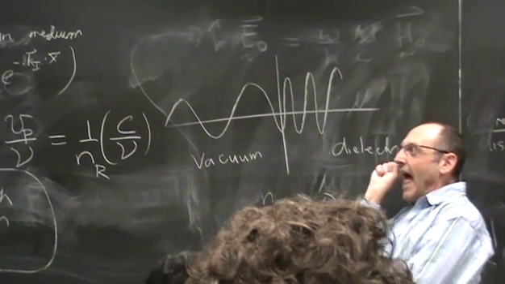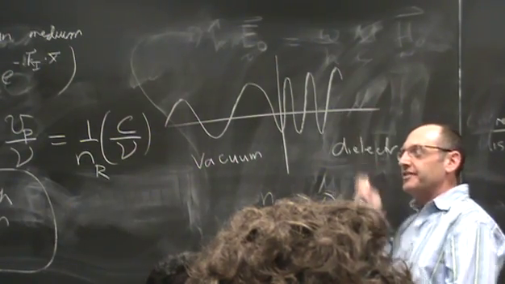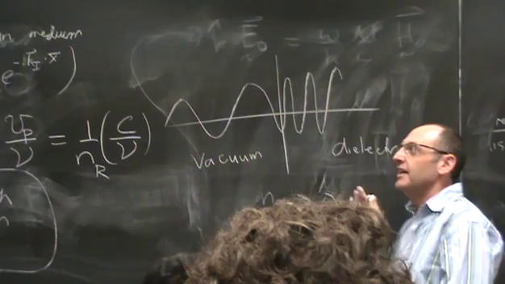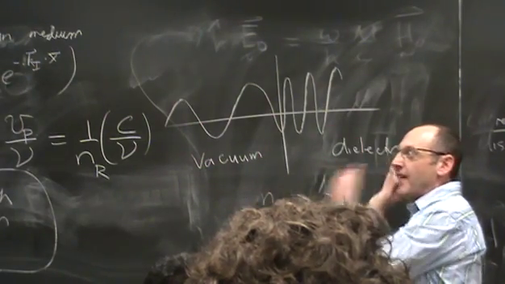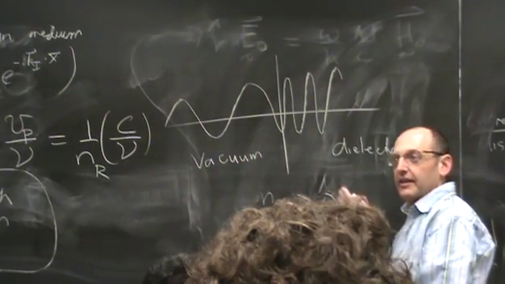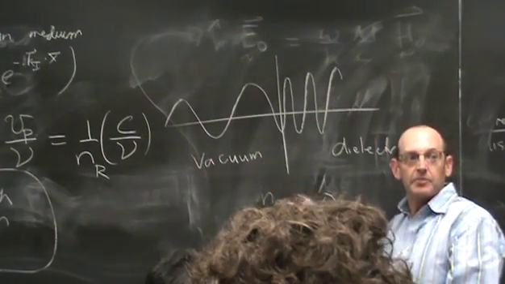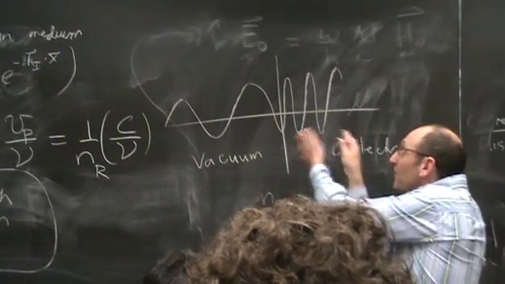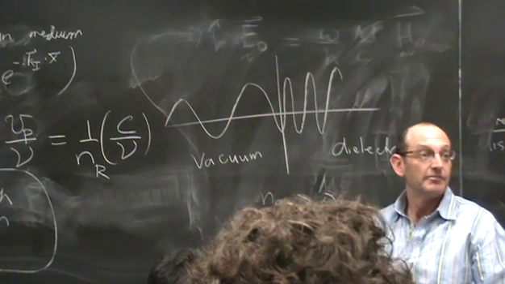So if I'm an atom or an antenna, I will see the same frequency of oscillation, but the spatial distribution of that wave is different inside the medium than in vacuum. So the wavelength is shorter, but it's the same color. All right?